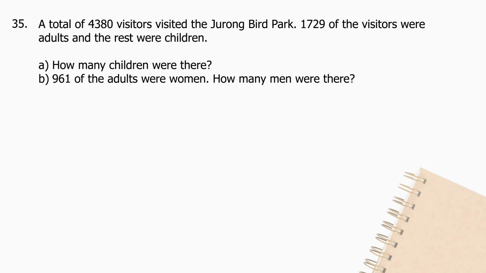Question 35. A total of 4,380 visitors visited the Jurong Bird Park. 1,729 of the visitors were adults, and the rest were children. A. How many children were there? B. 961 of the adults were women. How many men were there?